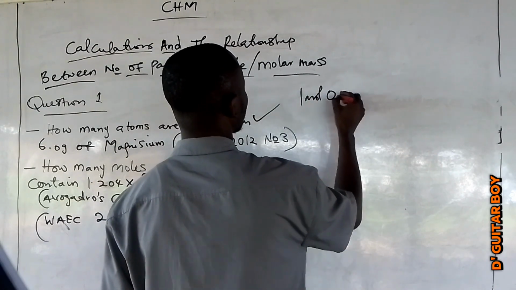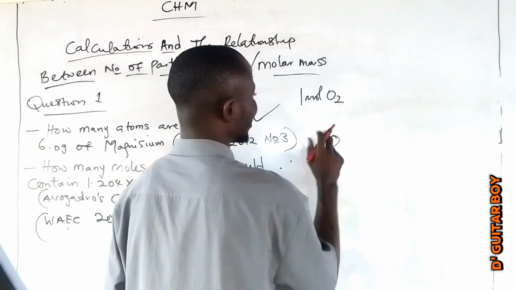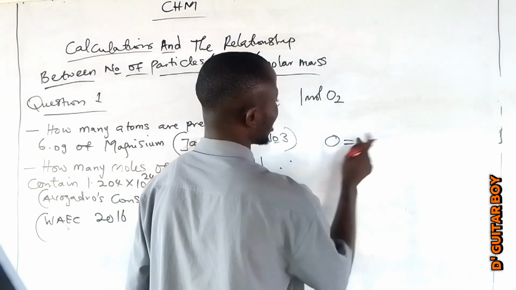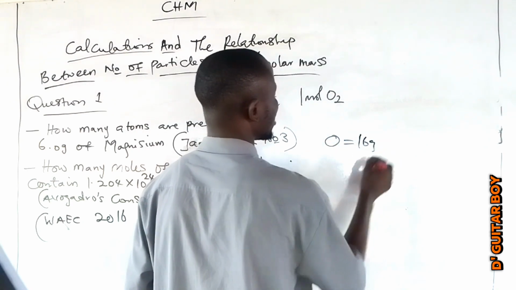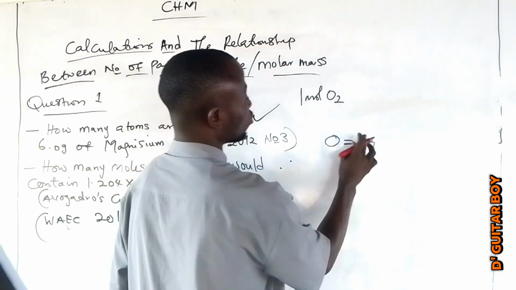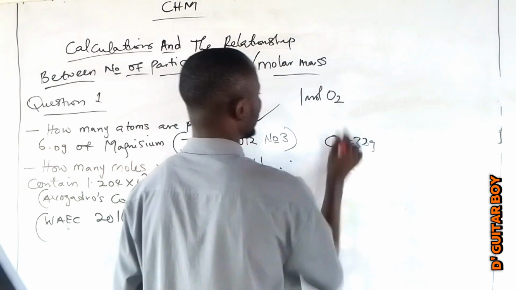1 mole of oxygen molecule. This is oxygen molecule. This one is oxygen atom. 1 is oxygen atom, 2 is oxygen molecule. So the mass of one oxygen atom is 16 gram. That's the molar mass of one oxygen atom. But since it is 2 now, it will be 16 plus 16, this is 32 gram.